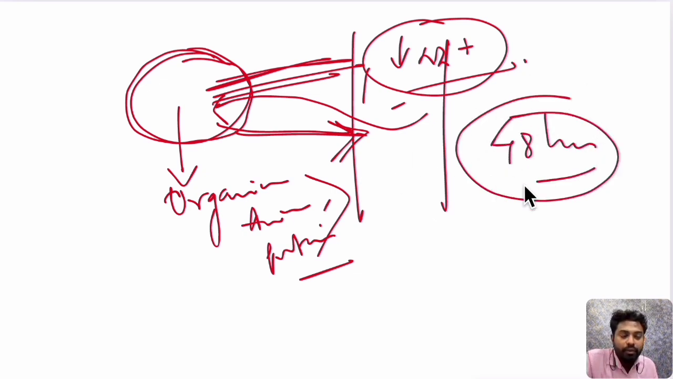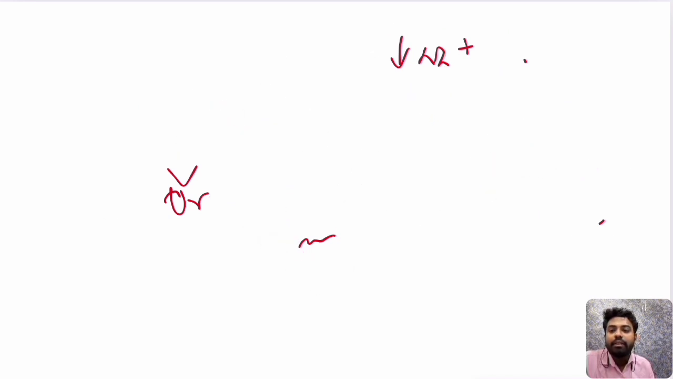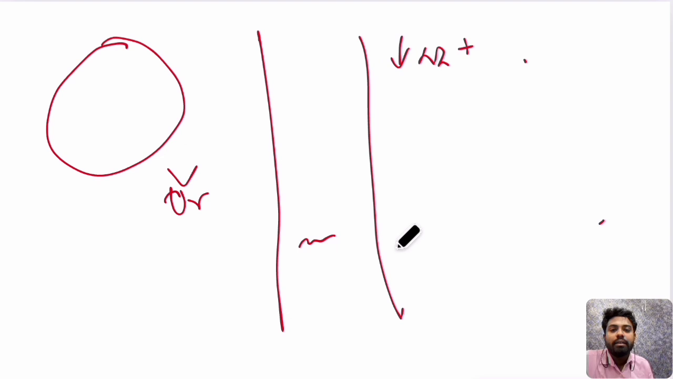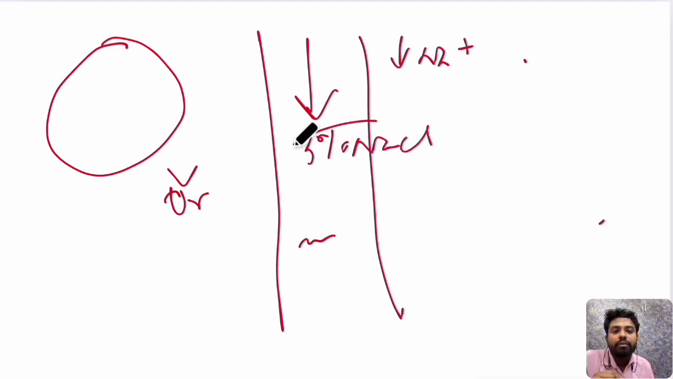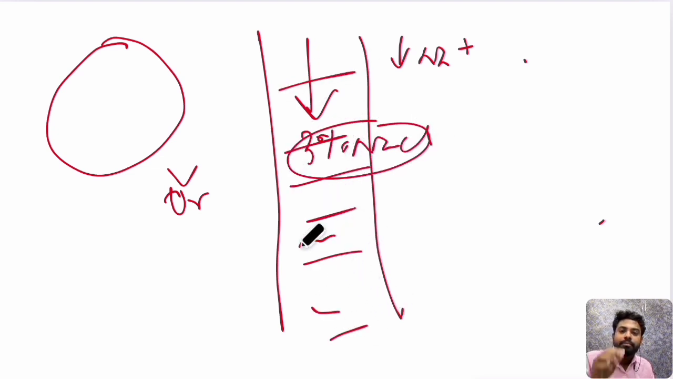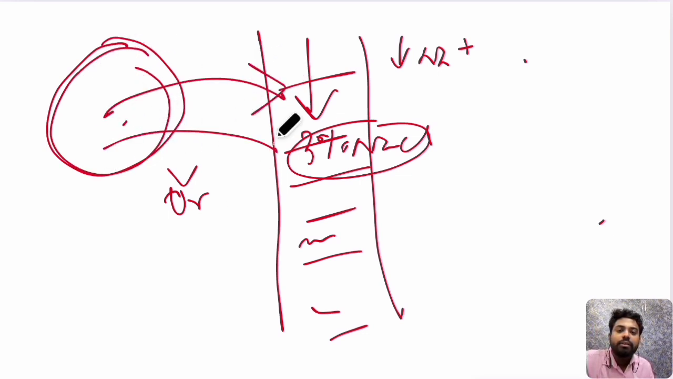So, if more than 48 hours have passed, and you suddenly try to aggressively correct this hyponatremia, what will happen? This brain cell has currently reduced its edema a little bit on its own. You suddenly insert 3% NaCl, that is hypertonic. You create hypertonicity here. Now your cell is hypotonic relative to this, so your cell will shrink. Water will come out of your cell.